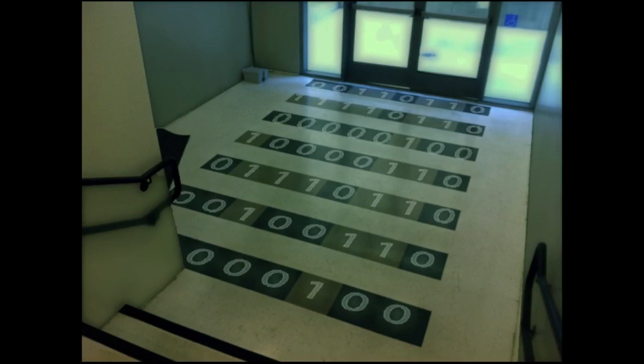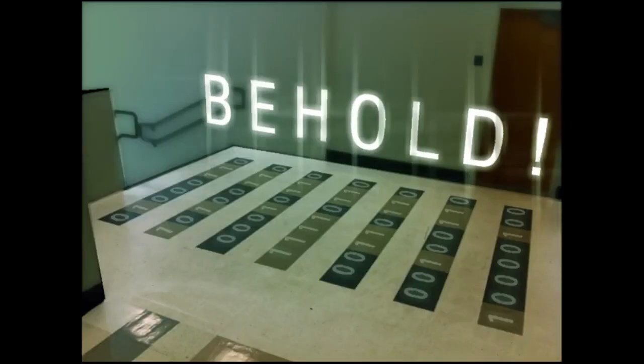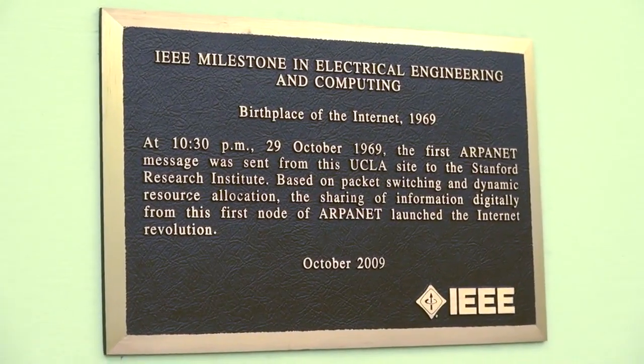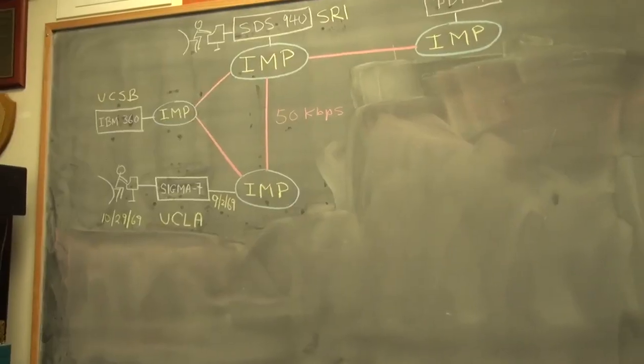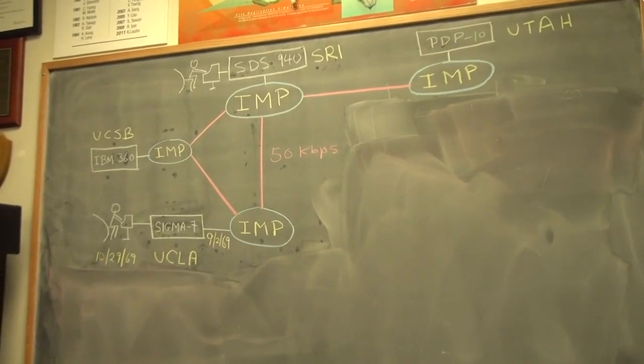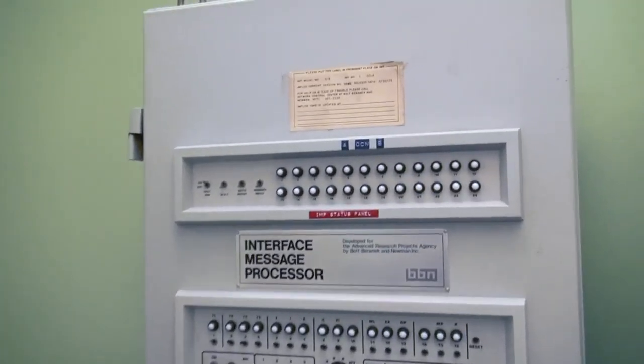The characters in the floor tiles spell out "Lo and Behold," to commemorate the building where "L" and "O" were the first two packets ever sent on the ARPANET from UCLA to Stanford Research Institute on October 29, 1969.